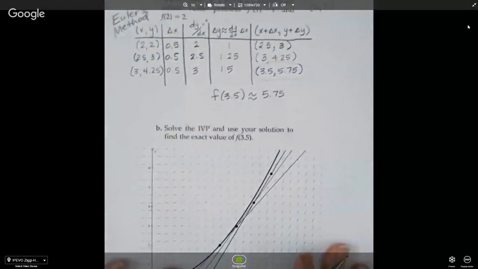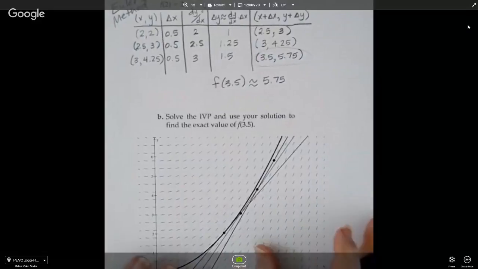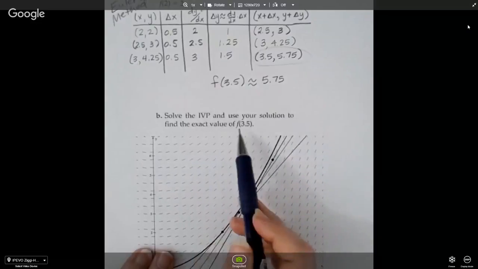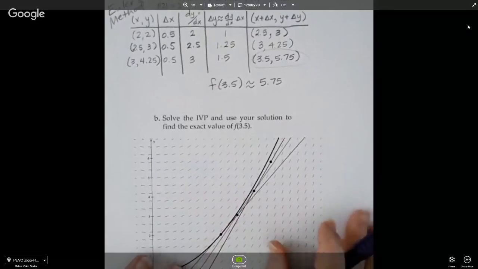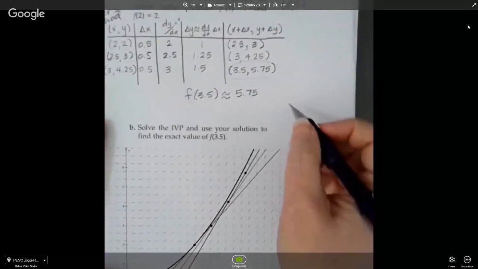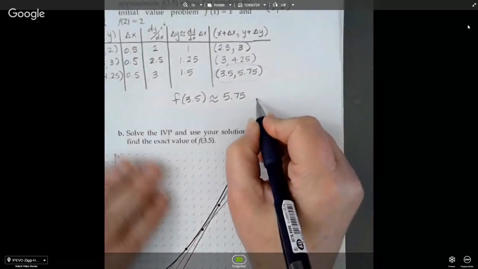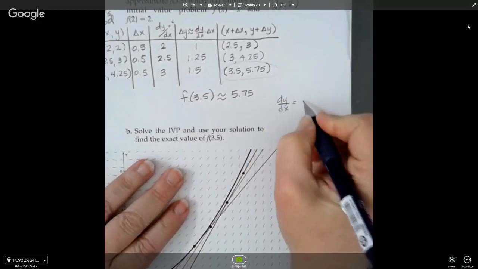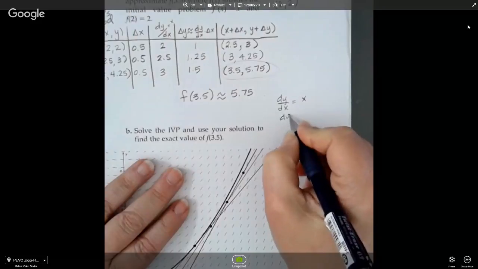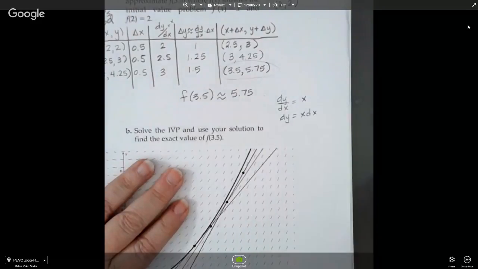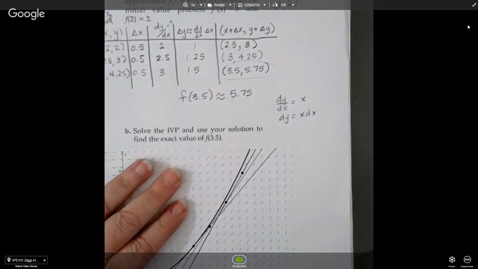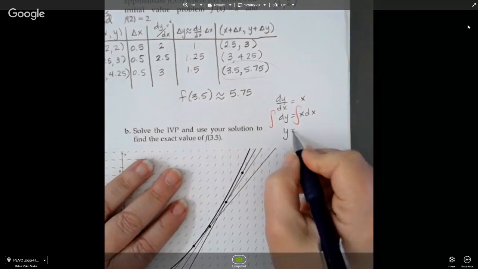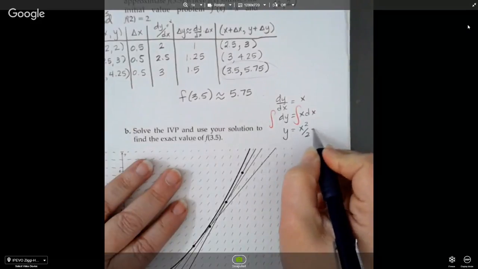And I took the liberty of doing this on WinPlot. And it says solve the initial value equation and use your solution to find the exact value of f of 3.5. All right. So if I were to solve this differential equation, and I don't have a lot of space here, so I'm going to do it over here. So I say dy/dx equals x. If I separate and integrate, I say dy equals x dx. And I'm going to pull out my magic integral marker. There we go. And we get y equals x squared over 2 plus c.